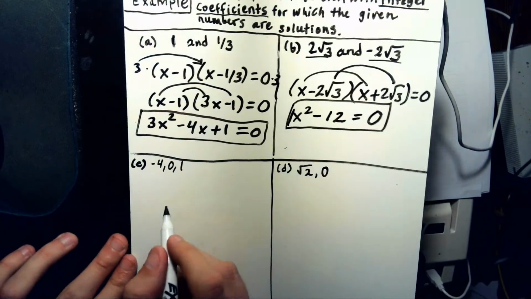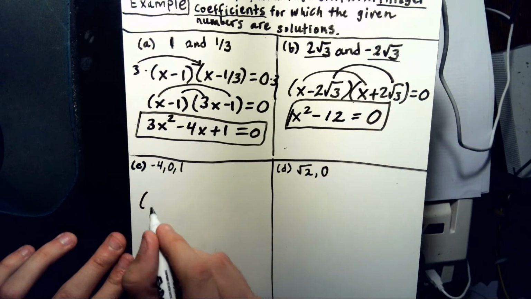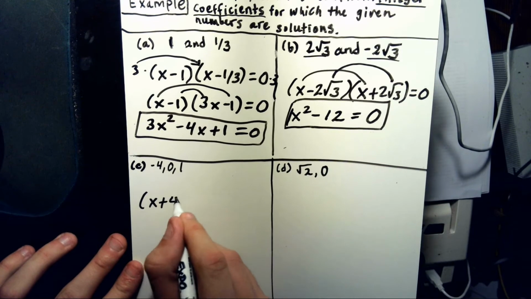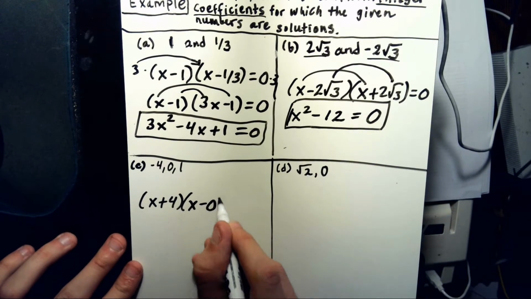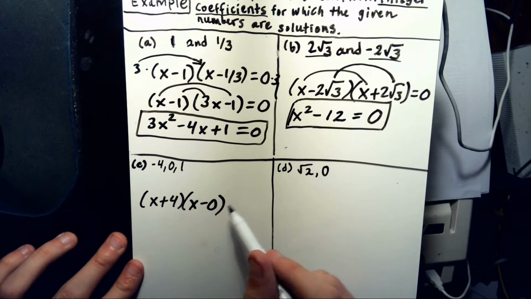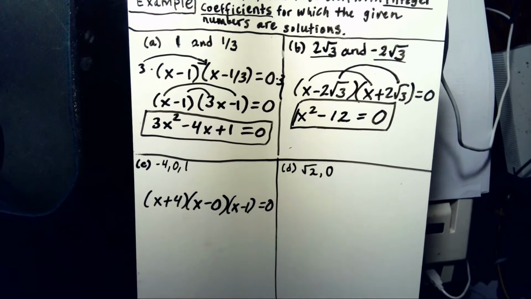Next, got example C, where we've got 3 roots now. Well, we just follow the same process still. We take x plus 4. That will have minus 4 as a root. We take x, well, I'll write x minus 0 for emphasis. I'm going to change that in a second. And then we have x minus 1, and then that's equal to 0.